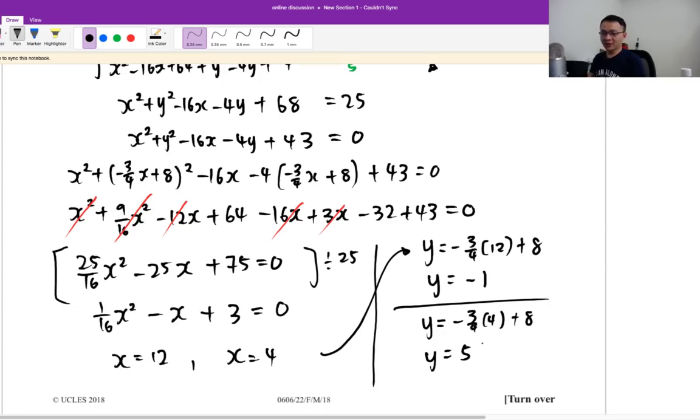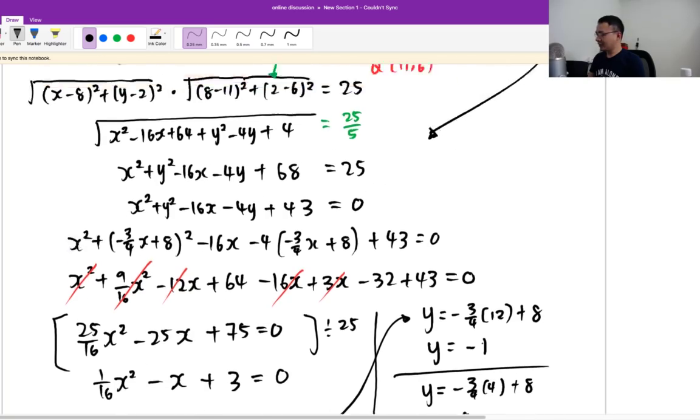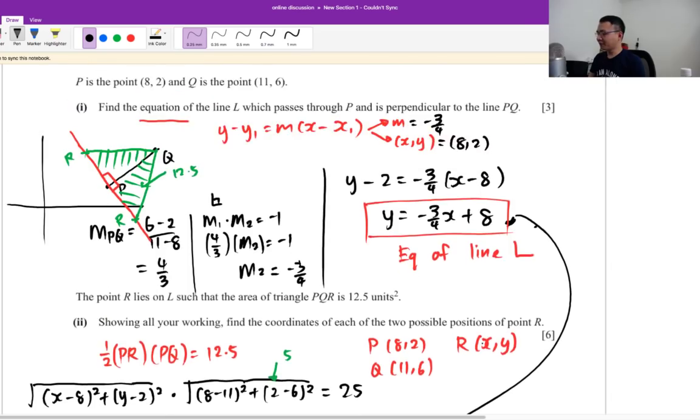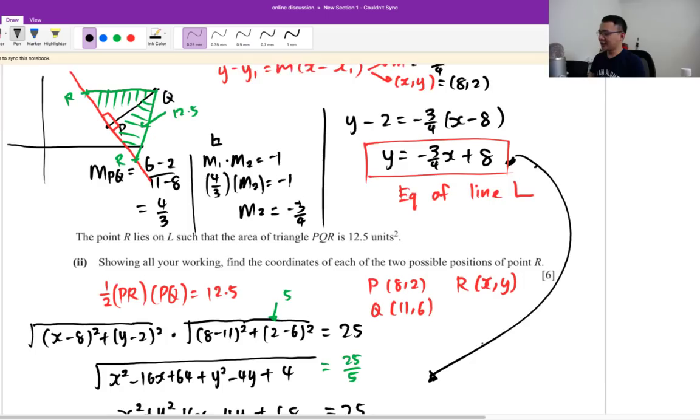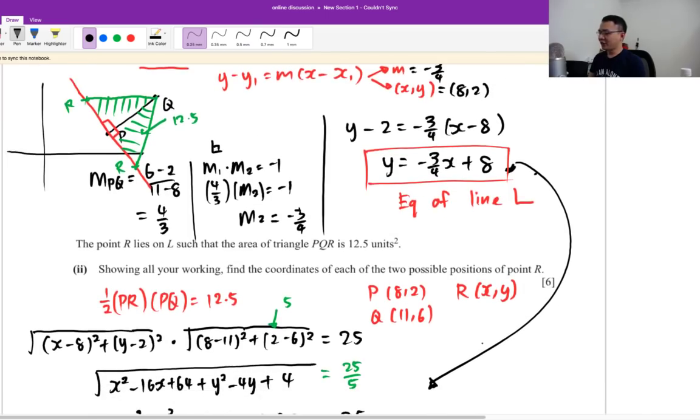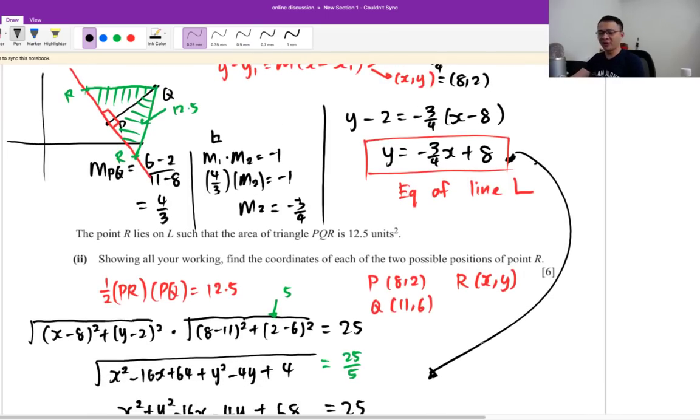Alright, so this kind of question has a lot of algebra here. So basically I just do the distance here. Of course, you can use the area of triangle formula to do that, as long as you get the answer.